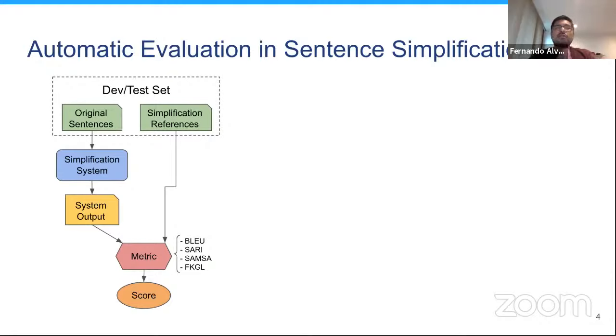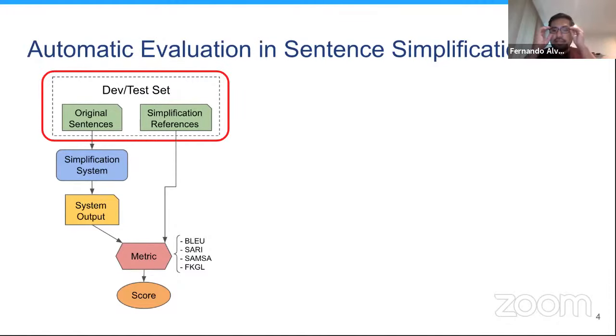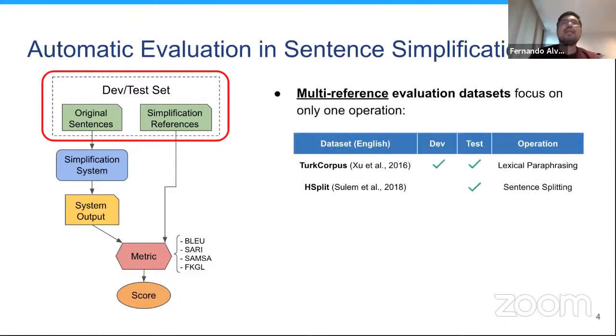So as we can see, there are two main components here. You have the evaluation data set with the references, and you have the metrics. Let's first take a look at the evaluation data sets and their characteristics and how they can help us or not to evaluate our models. Luckily, in the case of simplification, most of the evaluation data sets are multi-reference.